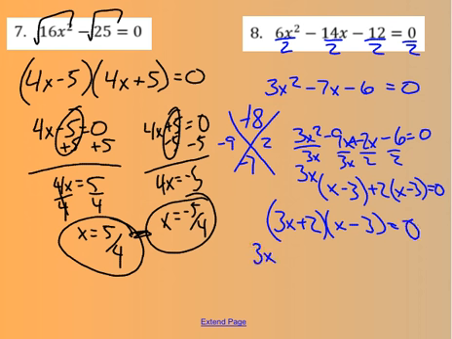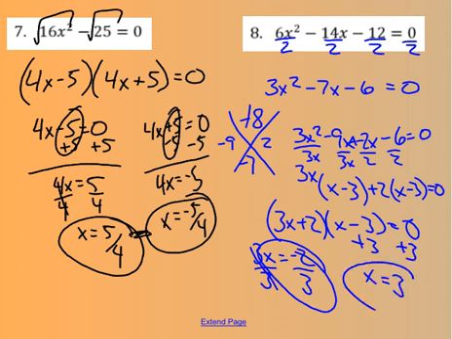3x is going to have to equal negative 2 when I subtract it from both sides. So x equals negative 2/3. Then when I add 3 to both sides, x is going to have to equal 3. So negative 2/3 and 3 is my answer for number 8. So that GCF really doesn't change the problem at all. It's still going to result in the same thing. You just have to pay attention to it.